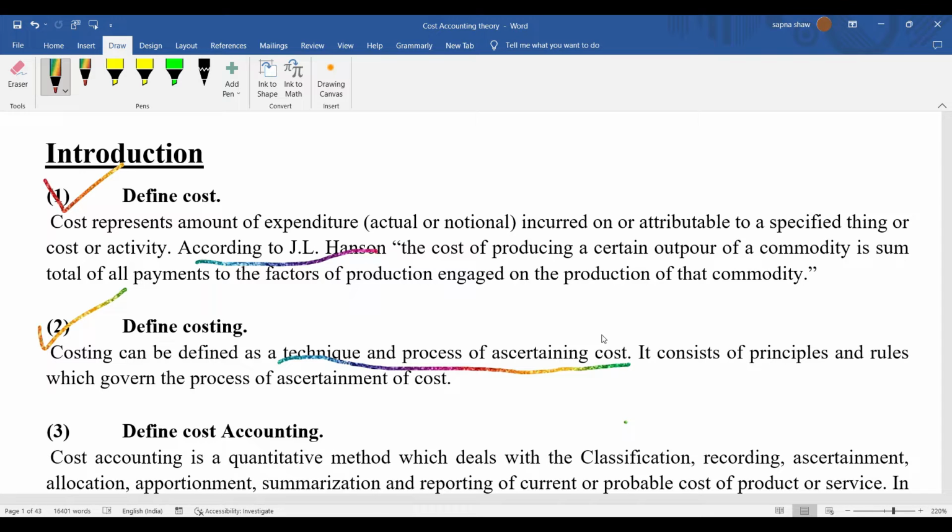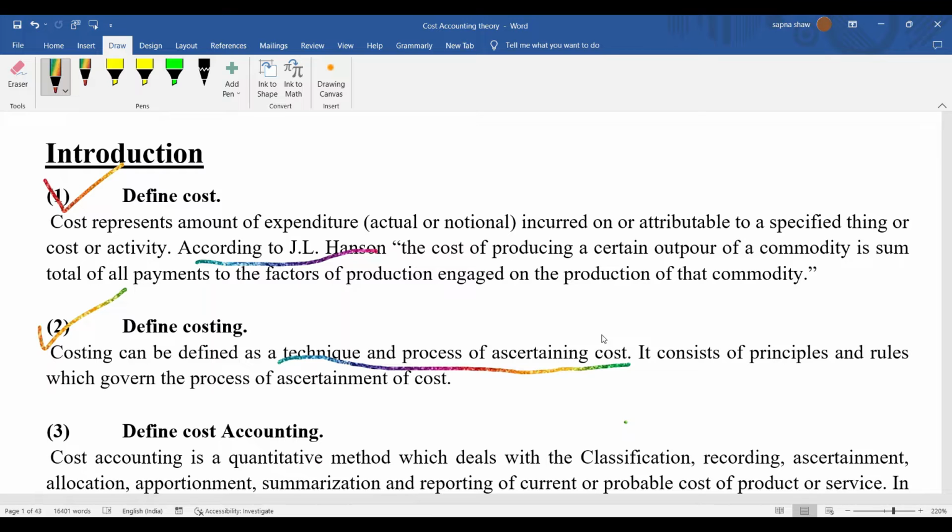So in this way, the calculation of it is called costing. Costing is nothing, it is just a technique or a process of ascertaining the cost. But there is no particular rule and regulation for this technique, that is costing. On the other hand, if I talk about cost accounting, that is not different from costing, but definitely has definite principles and rules and regulations. Okay, so this is the difference between costing and cost accounting that we will also discuss.